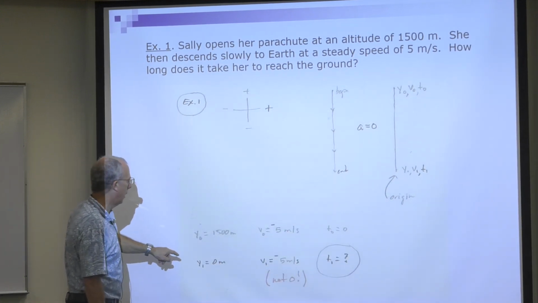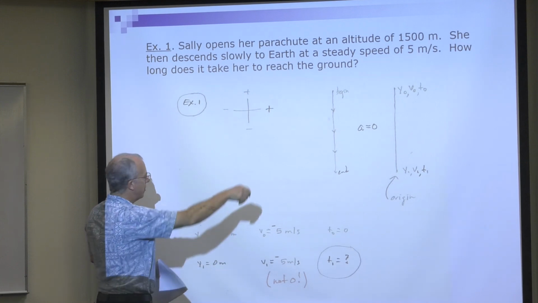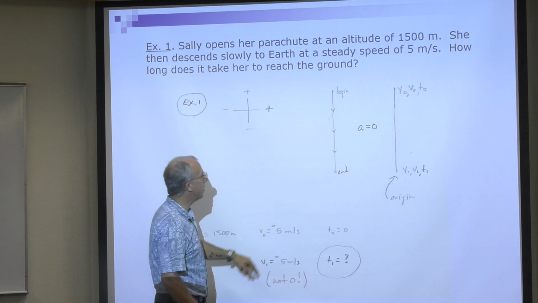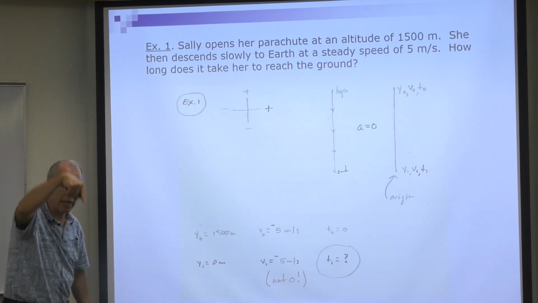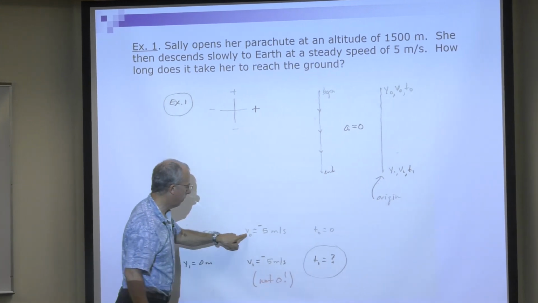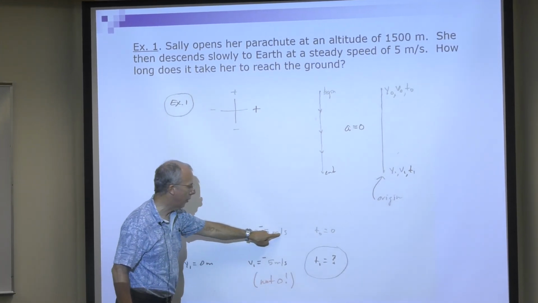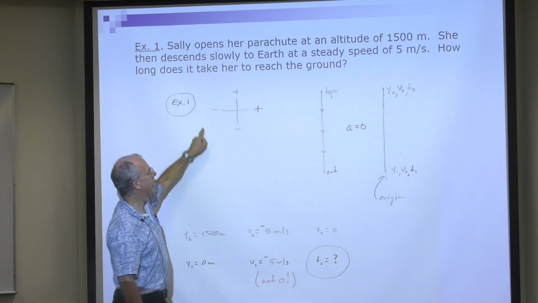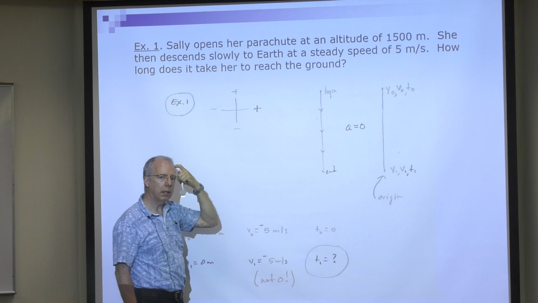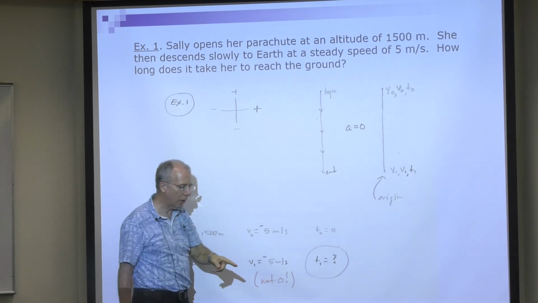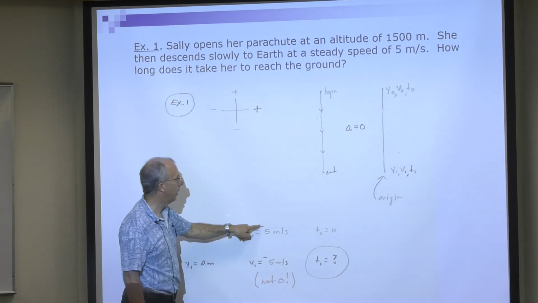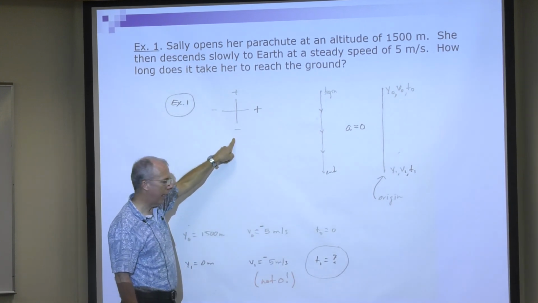Okay, so here we go. So y0 is 1,500 meters. Now here's something you've got to be careful of. The initial velocity is 5 meters per second, but it's going down. We're using this coordinate system, so the initial velocity is minus 5 meters per second. That's one thing that's nice about always drawing this, because it reminds your brain. So many students learning this for the first time forget the minus sign. This just helps you remember to put the minus sign.